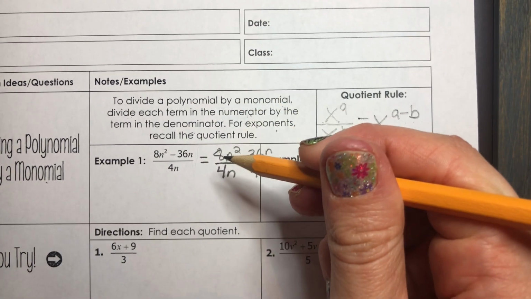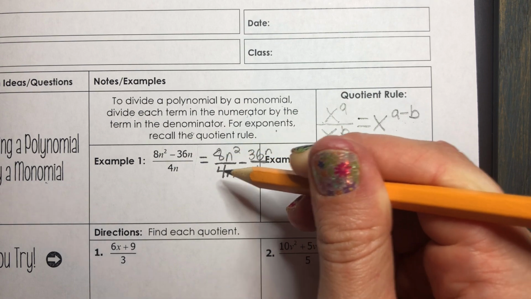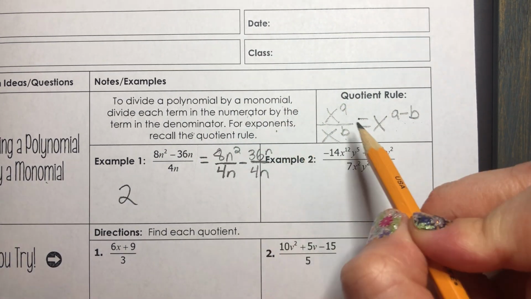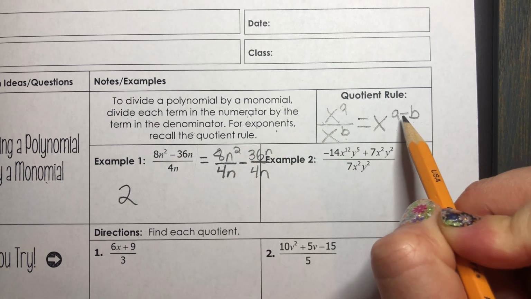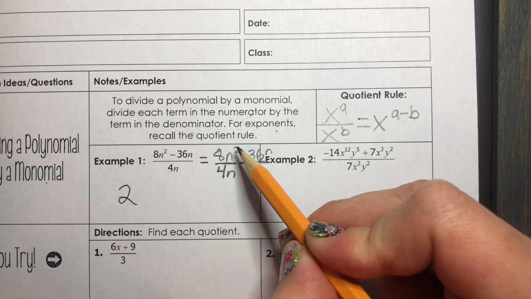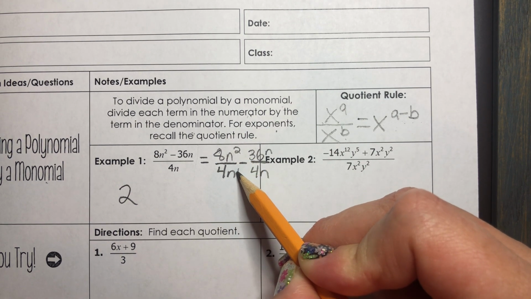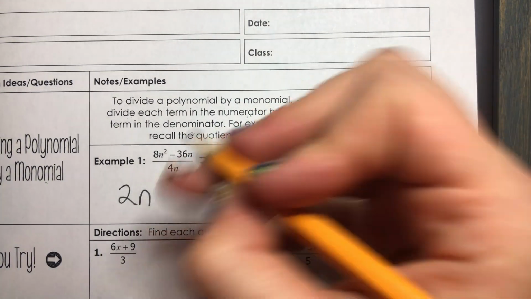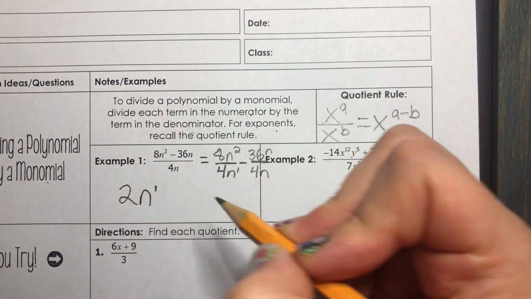If I take an 8, I'm just going to look at this first part. If I take an 8 divided by a 4, you get 2. Now the quotient rule says that when we've got the same base, which in this case is an n, you subtract their exponents. So this exponent after the n is a 2, and even though we don't see a 1 here, we assume it's a 1. So 2 minus 1 would just be 1. And again, you can write that 1 in, or you can just leave it as 2n.